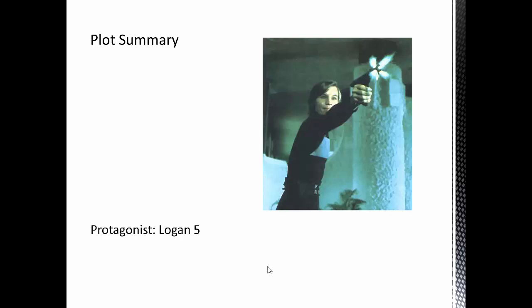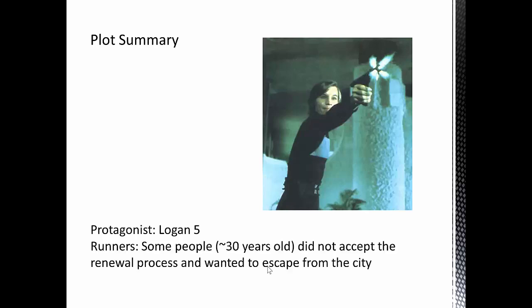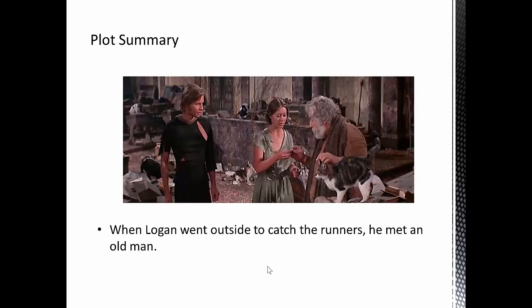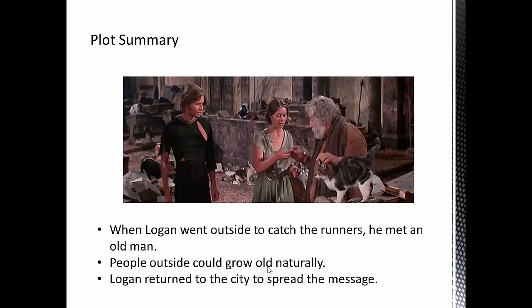The protagonist of the story was Logan 5. He was a policeman catching the runners. Runners are people who are close to the age of 30, did not accept the renewal process and wanted to escape from the city. When Logan ran outside the city to catch the runners, he met an old man. Then he realized that people who lived outside could grow old naturally. Logan then returned to the city, spread the message, and destroyed the computer and government.